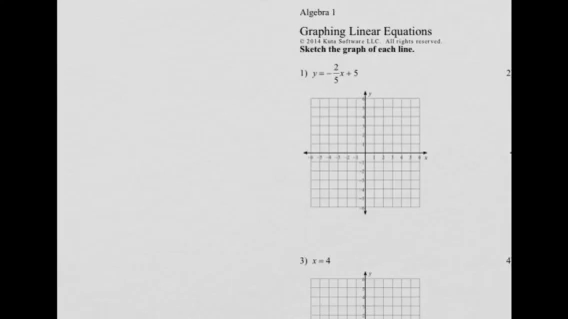I'm going to show you how to graph linear equations. We're going to start out graphing linear equations that are in slope-intercept form. We know that they're in slope-intercept form if, one, they're solved for y, and they're simplified. And so they look like y equals mx plus b, where m is the slope and b is the y-intercept.